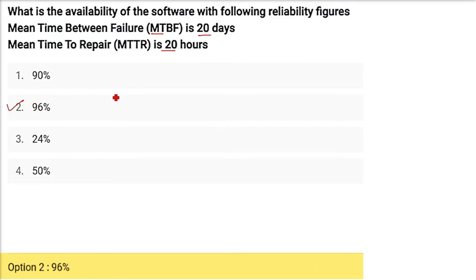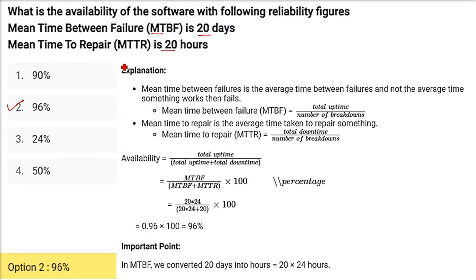The answer is 96%. See, the availability is simply the MTBF by MTBF plus MTTR. Availability has a very simple formula. Mean time between failure divided by mean time between failure plus mean time to repair. Okay. Now, since the values are already given, the only thing is that units are not the same. Availability is probability, so it's going to come between 0 and 1. In percentage wise, 0 to 100.